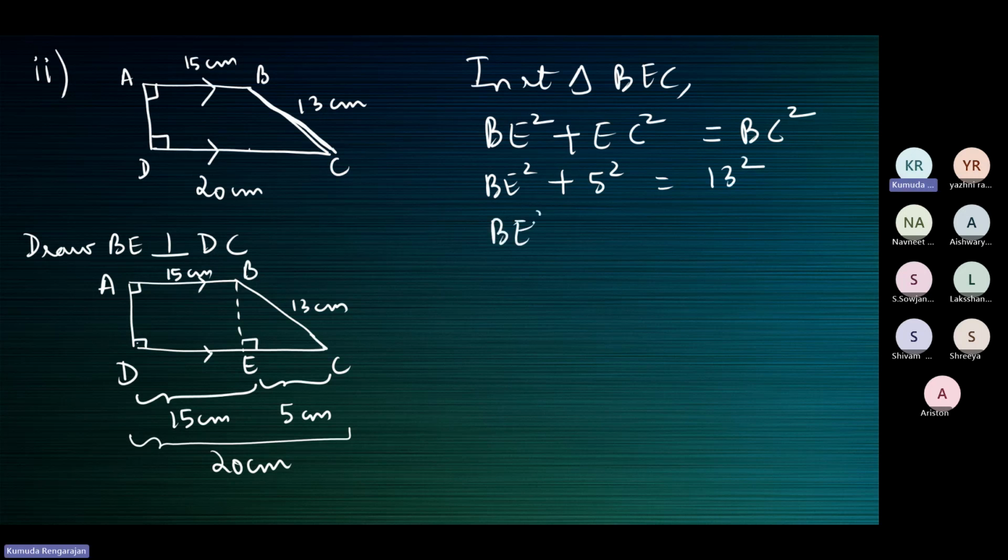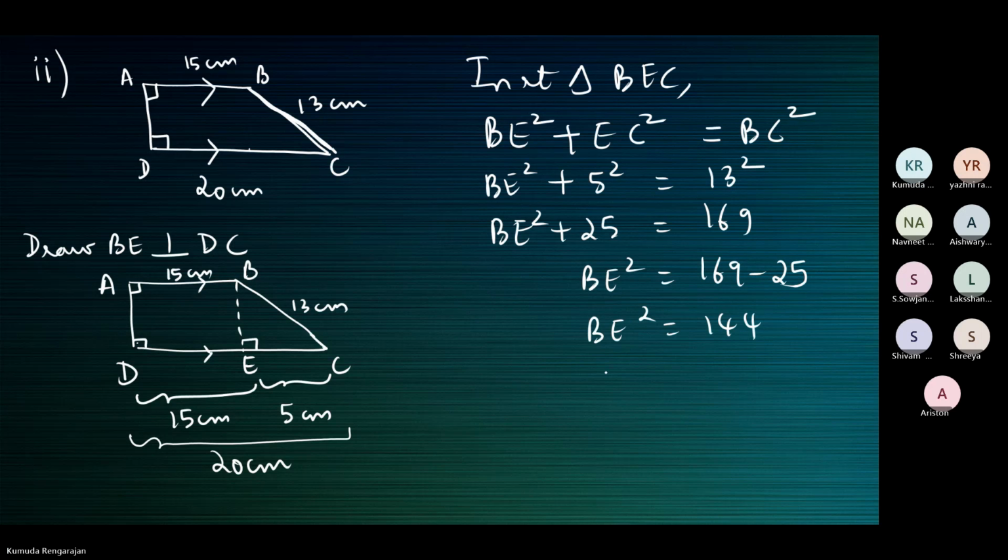So BE square plus 25 is equal to 169. BE square is equal to 169 minus 25. BE square is equal to 144. BE is equal to square root of 144. BE is equal to 12 centimeters. The perpendicular distance between the parallel sides is 12 centimeters.